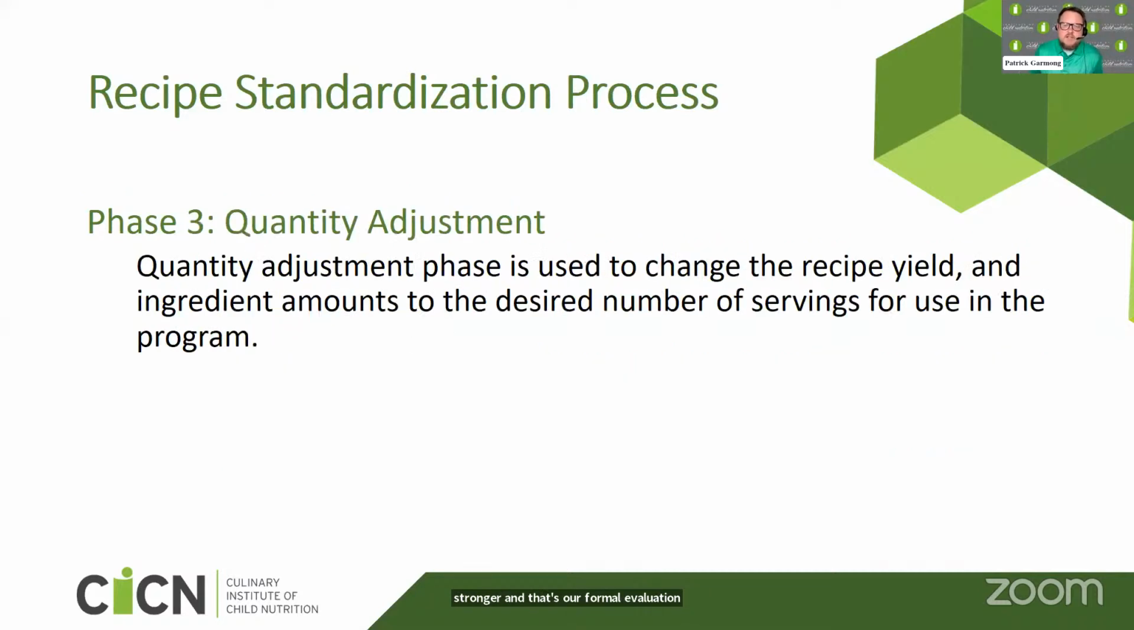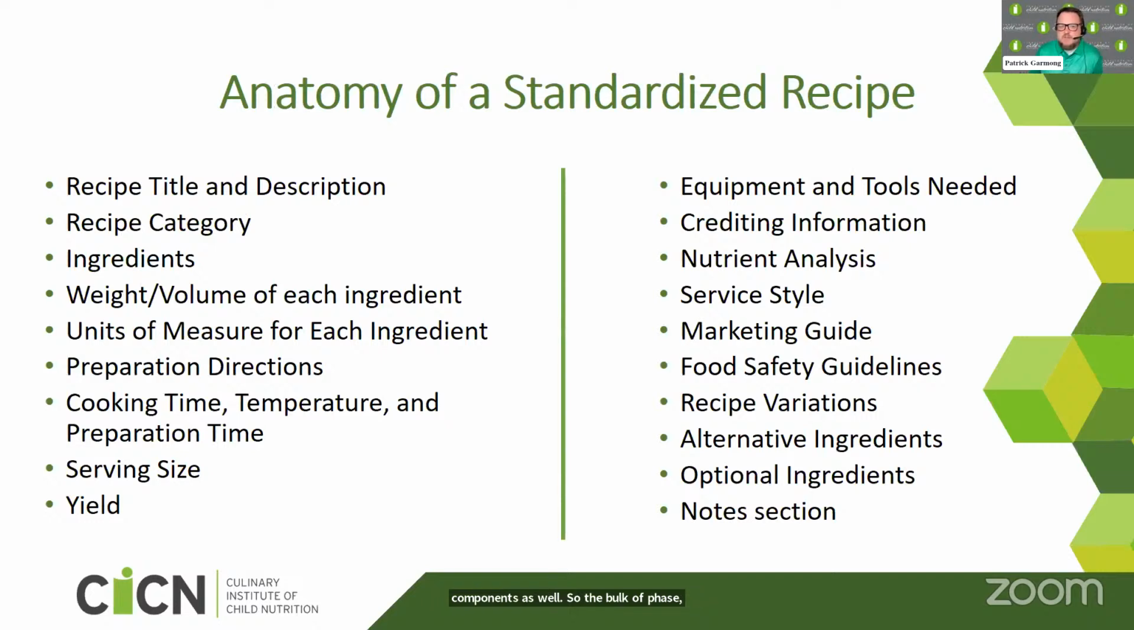Finally, we want to do our quantity adjustment phase, because when we're doing small batch testing, we're doing it on a small scale. So then we want to scale it out, and Chef Garrett will touch on how to do those components as well. So the bulk of phase one really goes into how to build out your recipe the proper way. And so there are numerous components to it here.